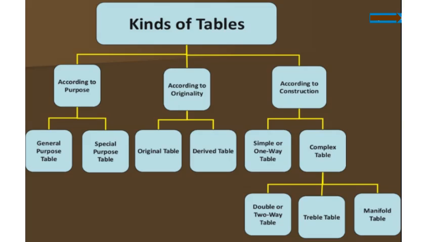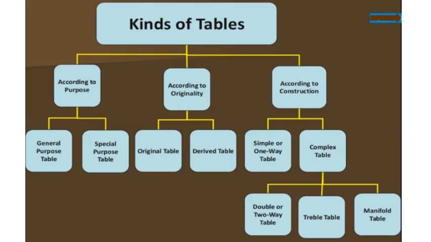And if that income is presented in the form of percentages or ratios, then that is a derived table, because the information is not presented in the same form in which it was collected from the respondent.